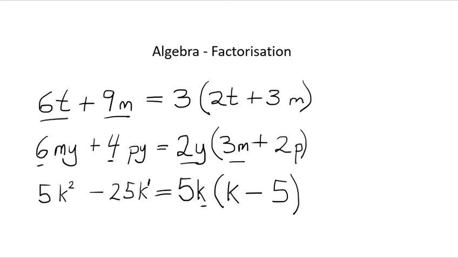And the test is always working backwards. So 5k times k will give us 5k squared, and 5k times 5, negative 5, will give us negative 25k. So if you understand that, have a go at some questions. That's the way you get good at it.